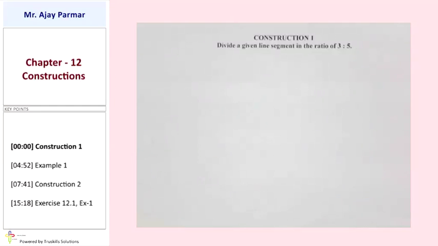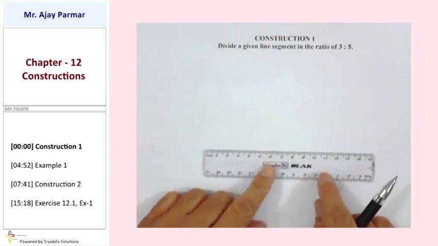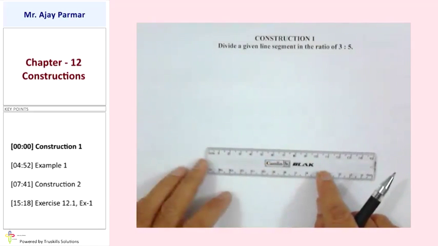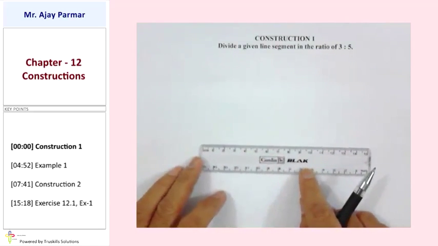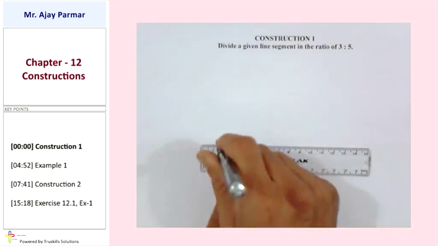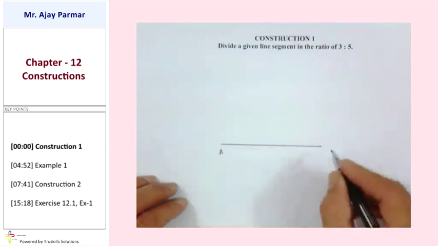Construction number 1. In this, we are supposed to divide the given line segment in the given ratio. According to this particular construction, we are supposed to divide a line segment in the ratio of 3:5. We are not given any measurement of the line segment, so we are free to select whatever measurement we require. So I am going to pick up a line segment. Let us call that line segment AB. This is line segment AB.